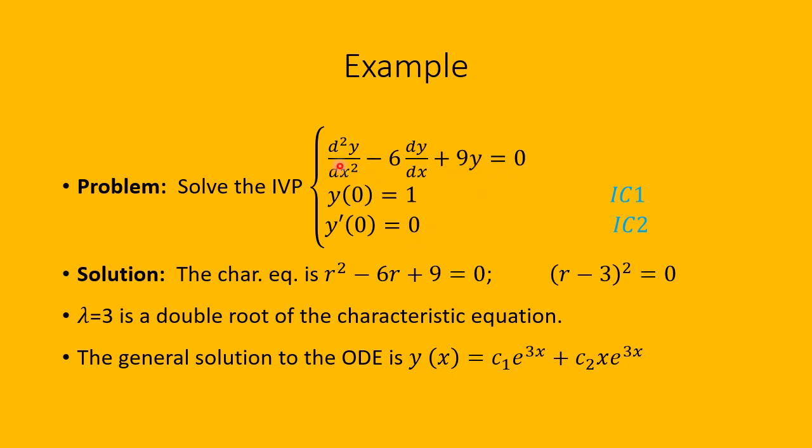Looking at this differential equation and looking for solutions y equals e to the rx, we can see that the characteristic equation is r squared minus 6r plus 9 equals 0. This factors into r minus 3 quantity squared equals 0. So lambda equals 3 is a double root of this characteristic equation. So the general solution to this ordinary differential equation up here is going to be c1 e to the 3x plus c2 times x e to the 3x.